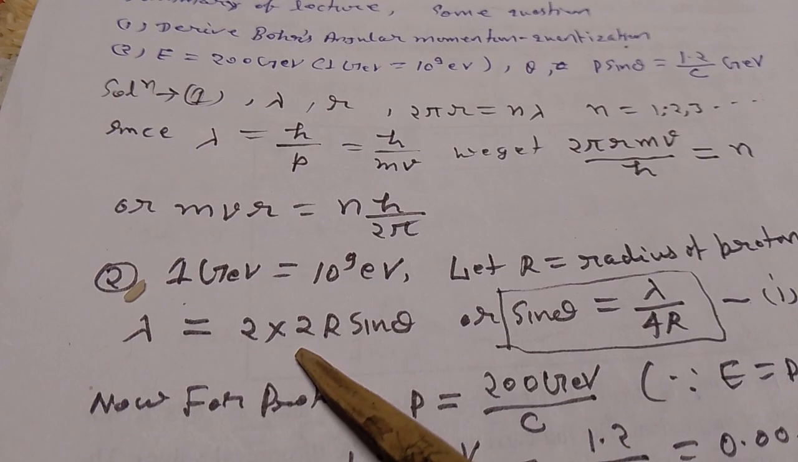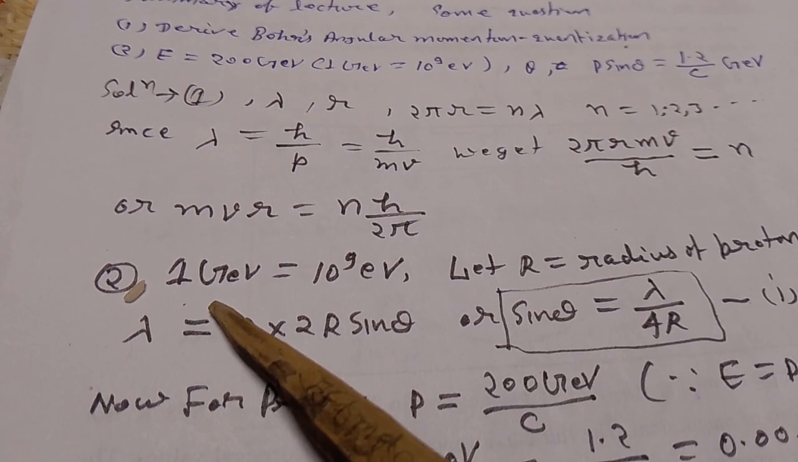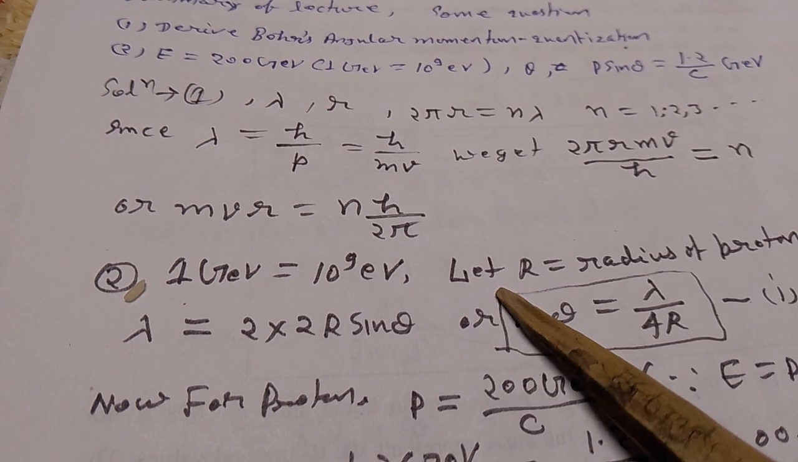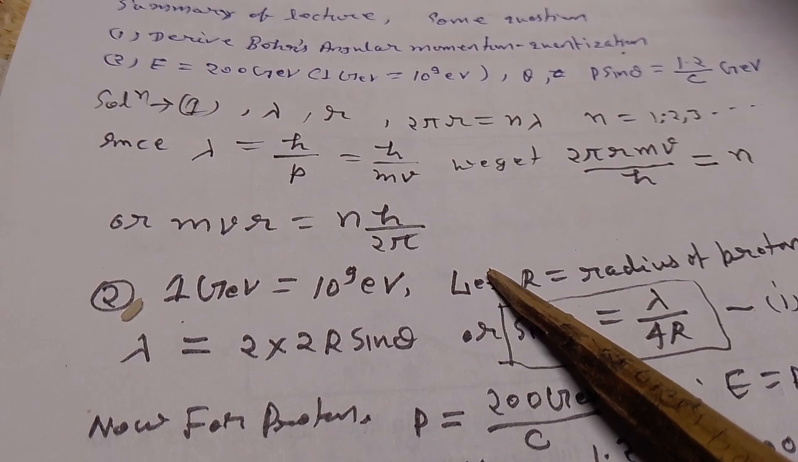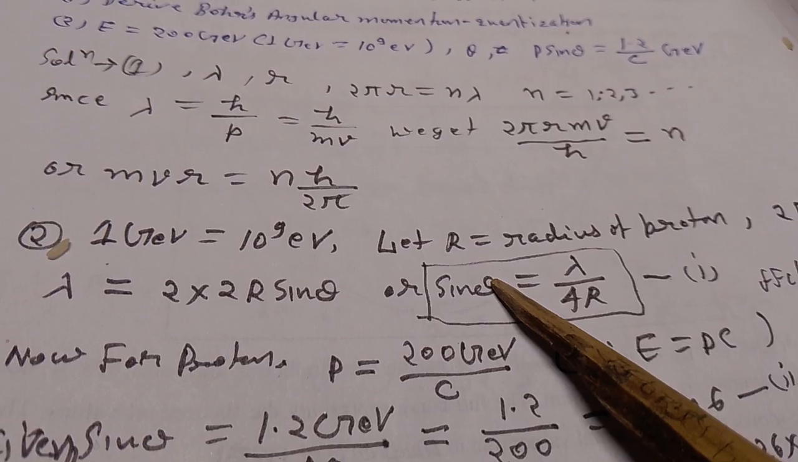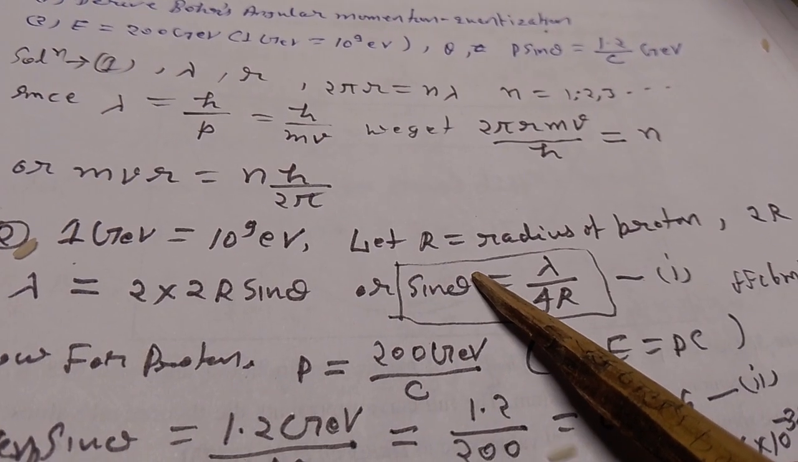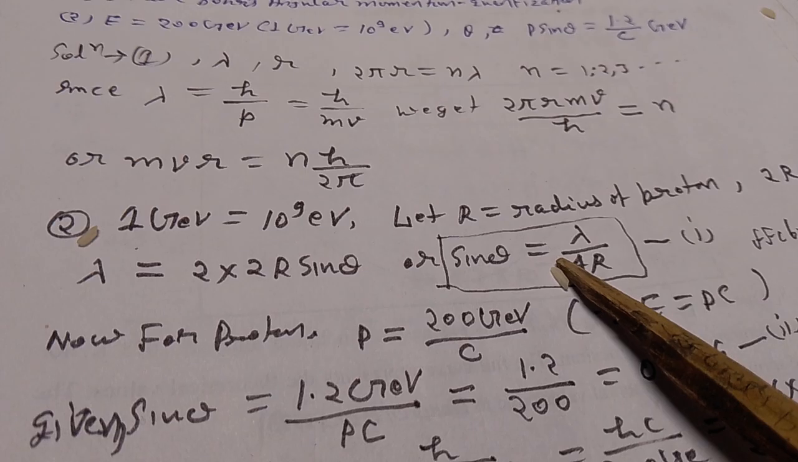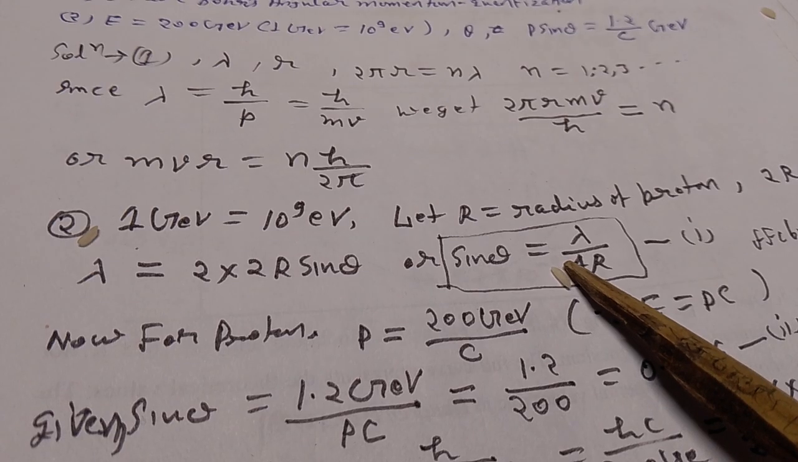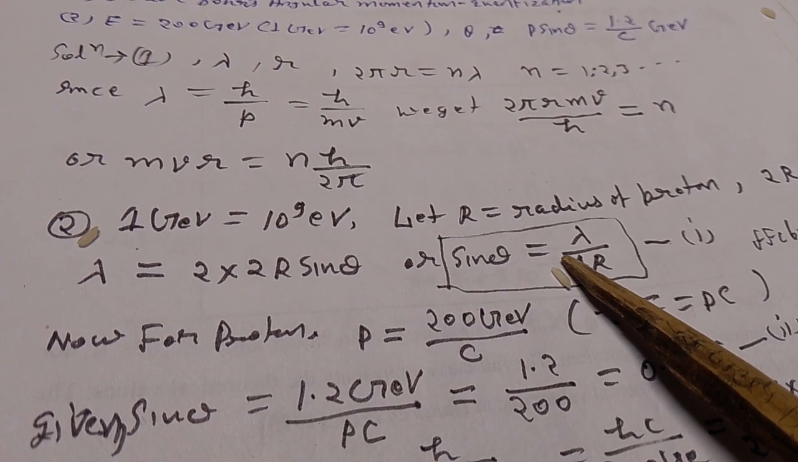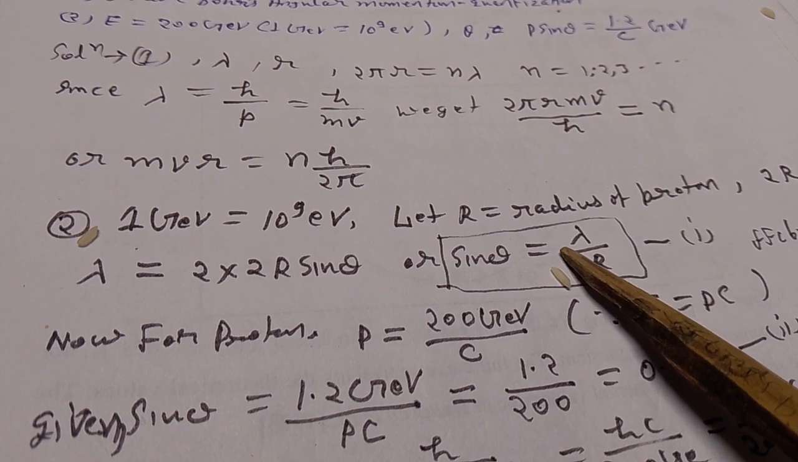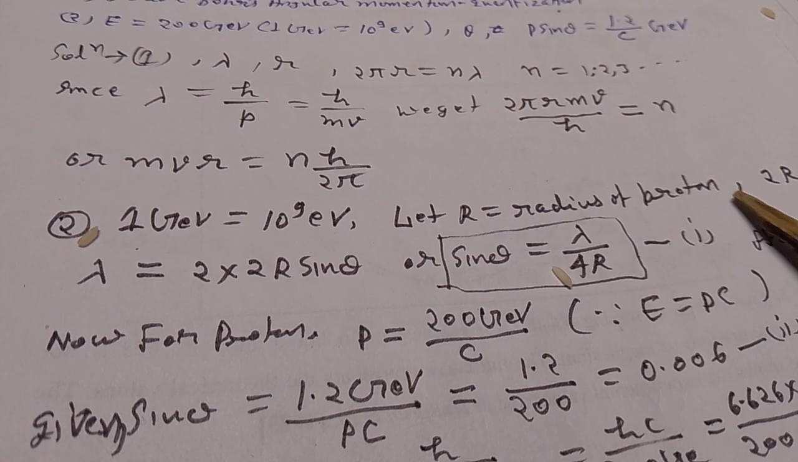So let's solve this. We know that 1 giga electron volt equals 10 to the power 9 electron volt. And if we consider the radius of the proton is r, then we consider the dimension of the slit which scatters protons should be 2r.